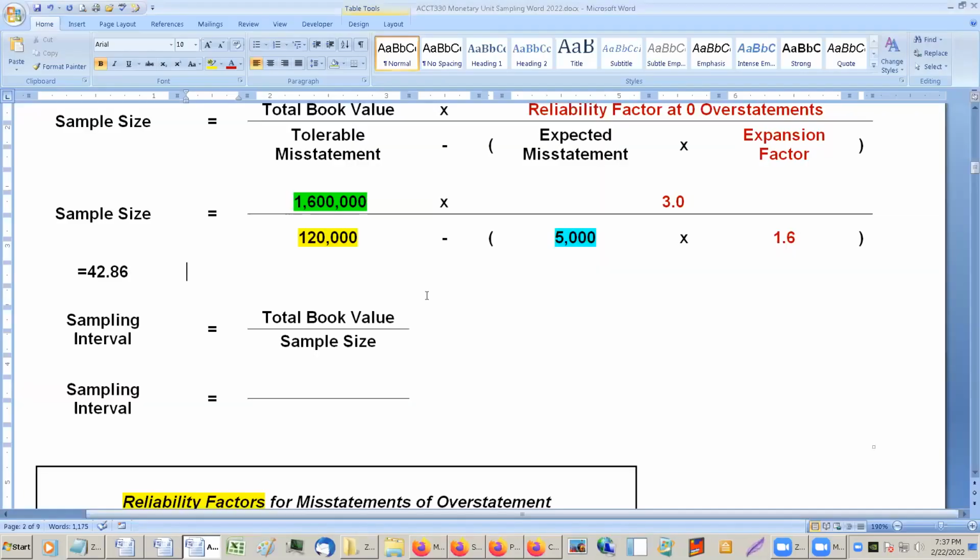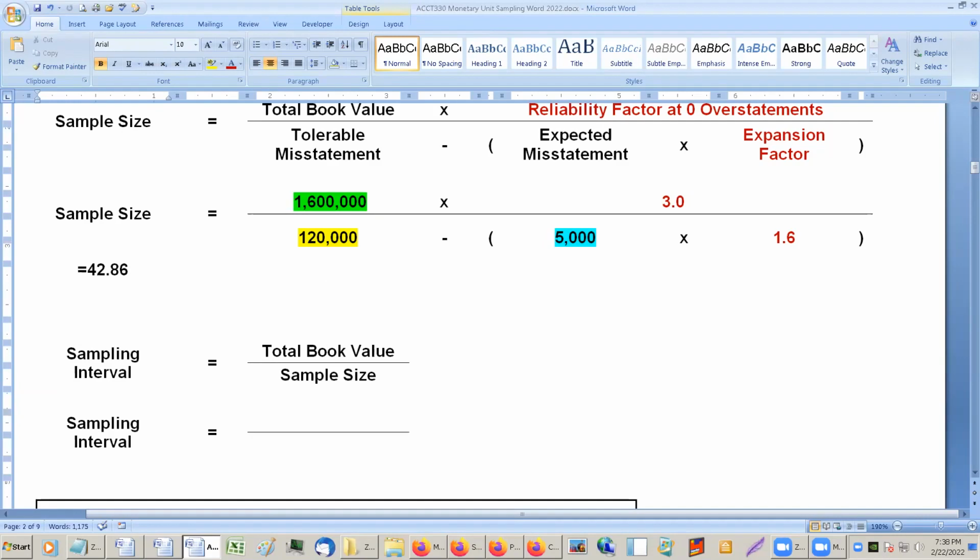Now we can't take 0.86 of an item. So we'll round it up to 43 items. By the way, with this method, you round it off to the nearest whole number. I would tell you to always round it up, just in practice. Because you don't want to go into court saying you rounded it down. For one item, it's probably worth it not to have that discussion. So I would say, in this case, we're going to round it up anyways, but I would say always round it up. So we'll make that 43.